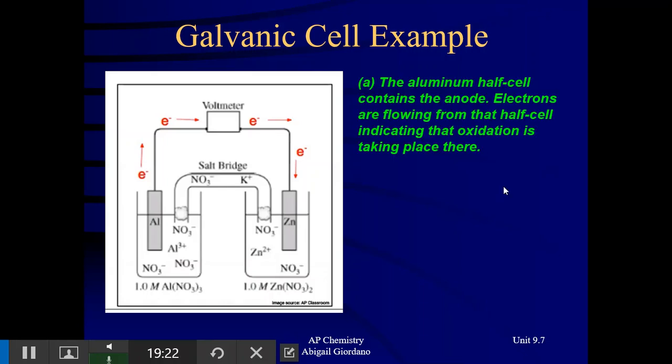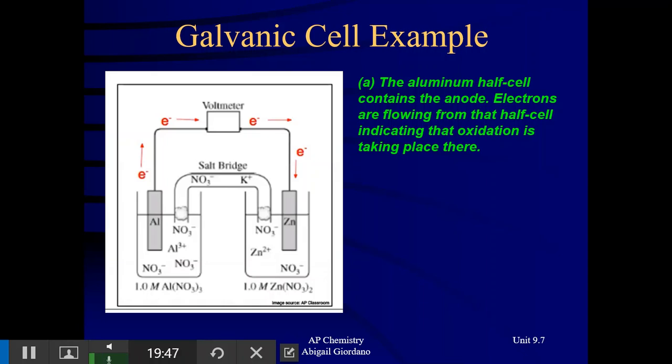Okay, so this aluminum half cell, the one on the left, is the anode. Electrons are flowing from that half cell, indicating that oxidation is taking place there. So the left half cell is my anode.